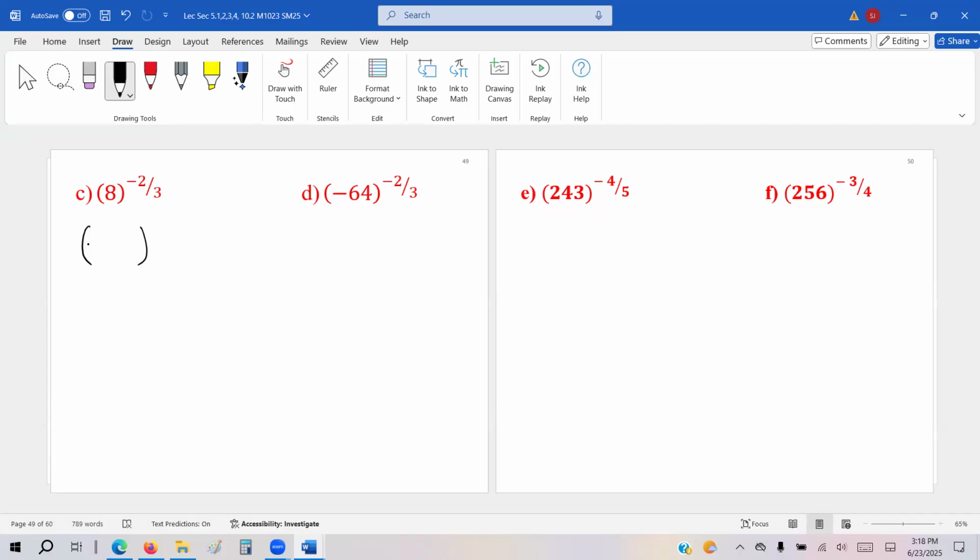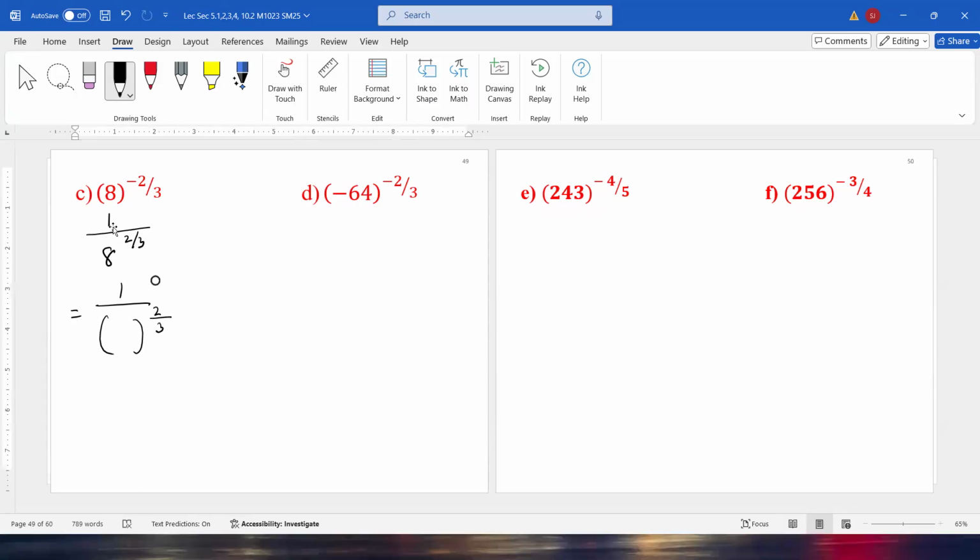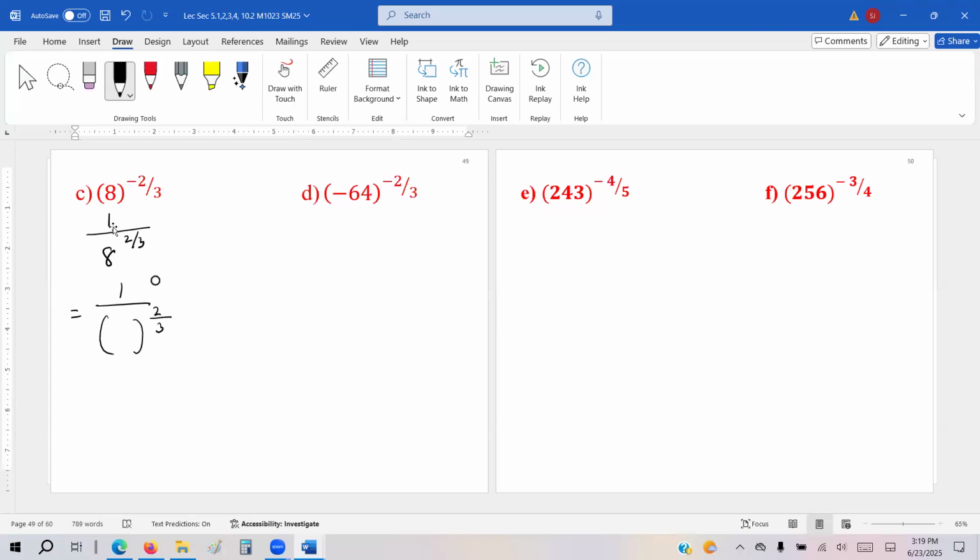So what do you think? If I keep negative 2/3, how are you going to rewrite 8? So you want to write 1 over, no problem. You're turning the negative into a fraction, 1 over 8 to the 2/3. And then you're rewriting 2/3. So what is 8? What number to the what power? This 8 is what number to the what power?